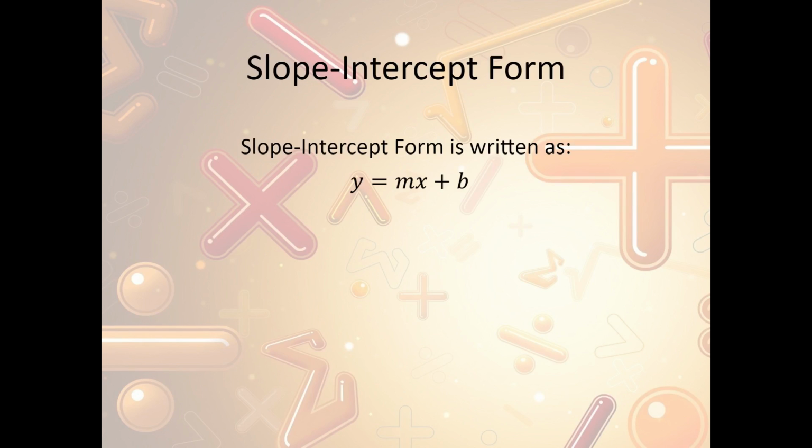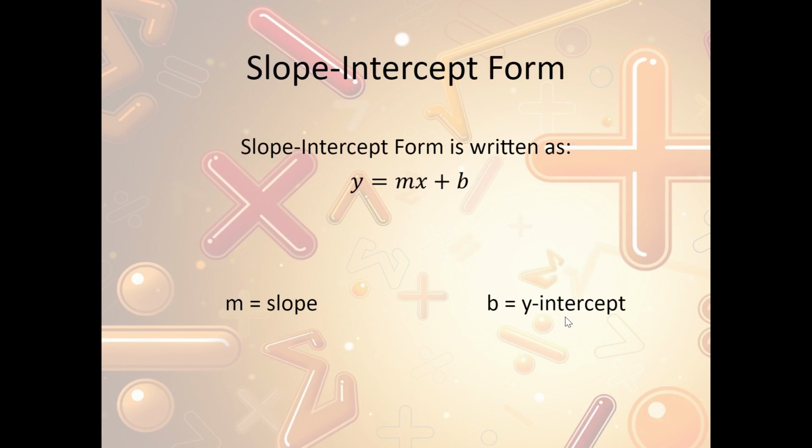Slope-intercept form. Slope-intercept form is written as y equals mx plus b. And what does that mean? M is the slope, and b is the y-intercept. Y and x are my variables that stay variables so that I can plug numbers in and see what they come out to be. So m is the slope and b is the y-intercept. Now, how can I remember that?